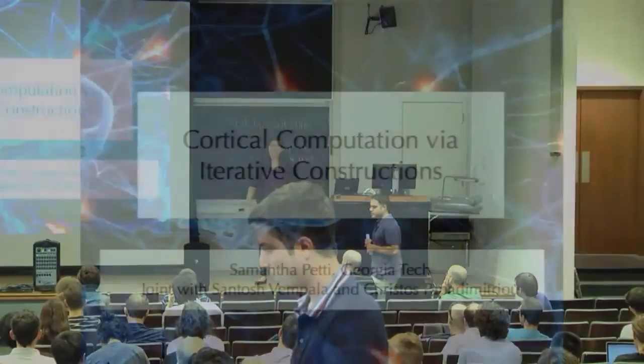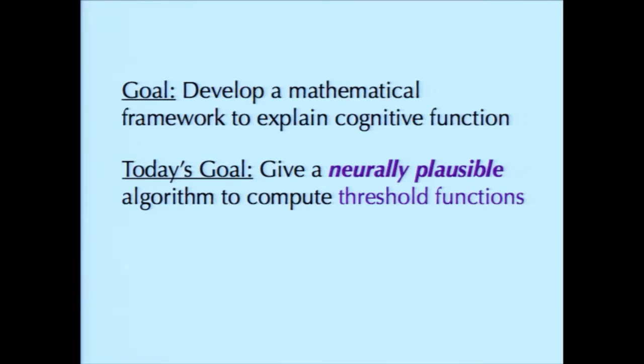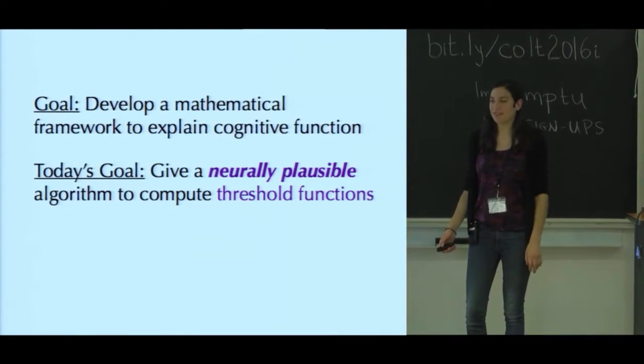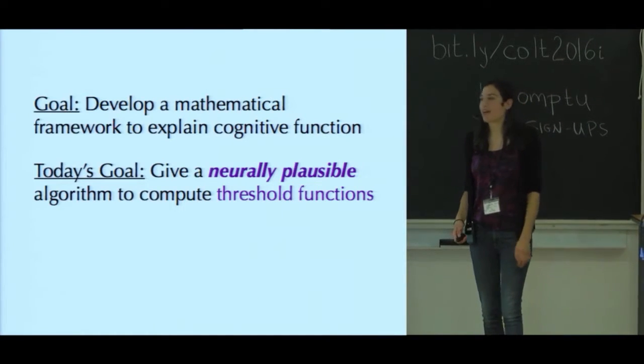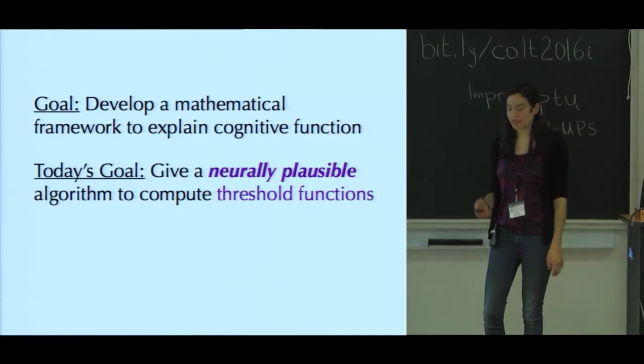Hi, today I'll be speaking about cortical computation via iterative constructions, and this is joint work with my advisor, Santosh Vempala at Georgia Tech and Christos Papadimitriou at Berkeley. Our high-level goal is to develop a mathematical framework to explain cognitive function, but today, more specifically, I'll be giving a neurally plausible algorithm for computing a threshold function.